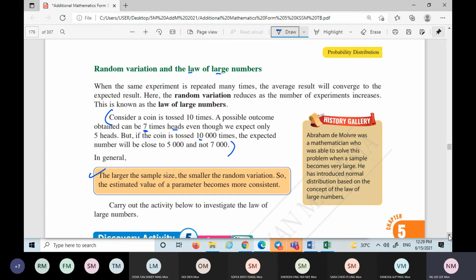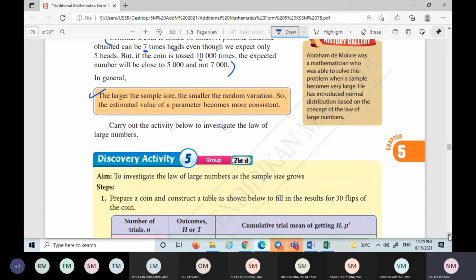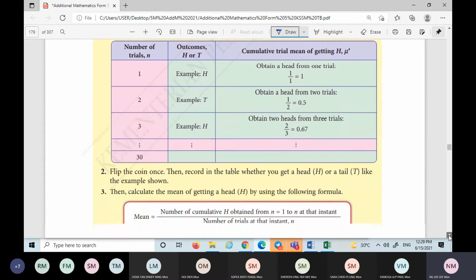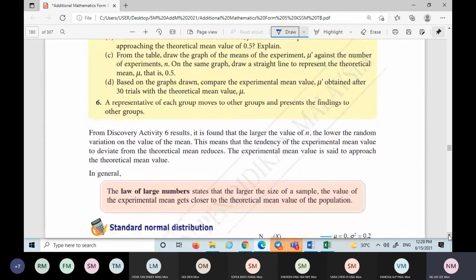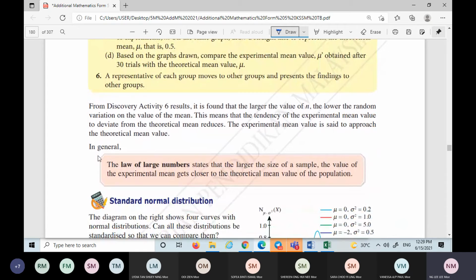So nothing much actually for this part. They just want to introduce to you what these random variations are and the law of large numbers. Okay, then maybe we go to this. The law of large numbers.